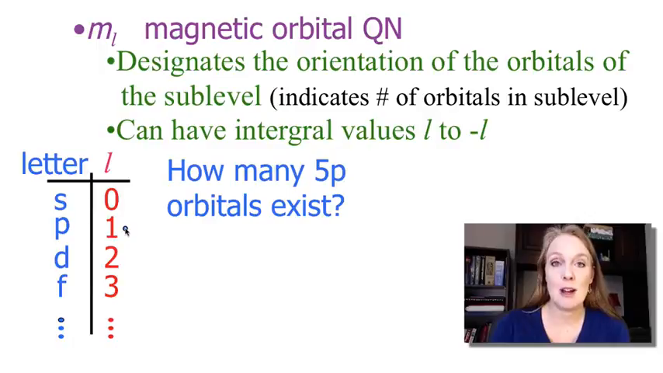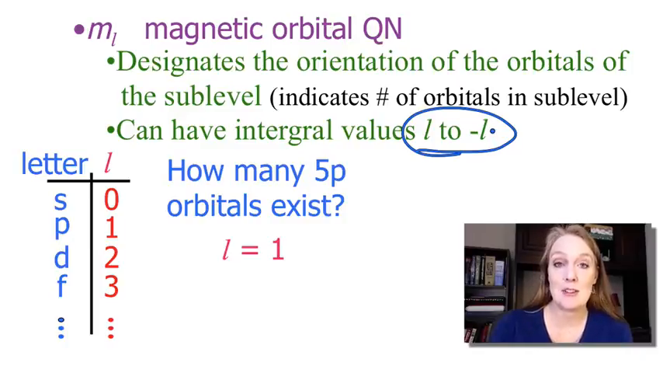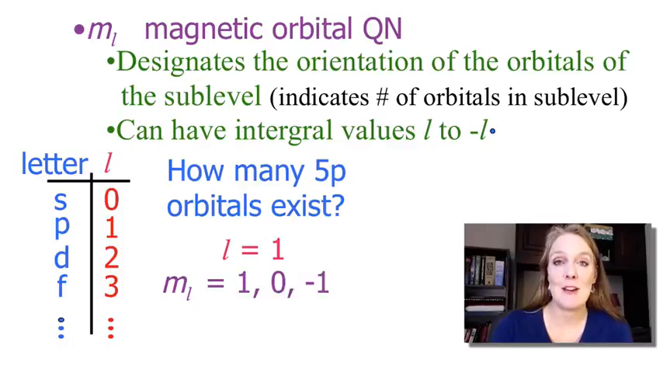So L equals 1, which means ML then, following our rules, can go from positive 1 down to negative 1 as integer values, including 0. So ML here can be 1, 0, or minus 1. That means that there are 3 5p orbitals.